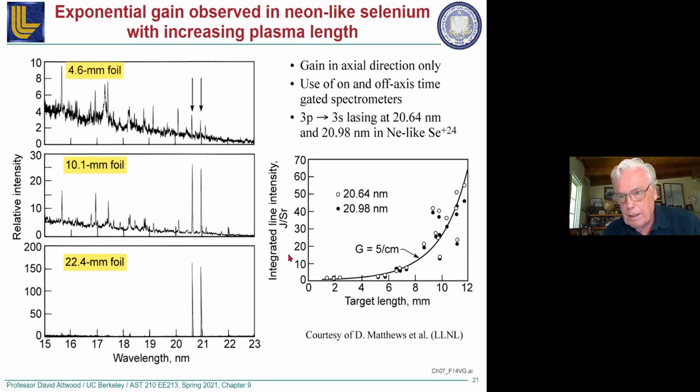Okay, so that's one of the measures of lasing, that you see an exponential increase in the line. In fact, that's what's shown here. As they increase the target length, the integrated line intensity is going up, and these are the emission lines that were observed for this neon-like selenium. So neon-like selenium, 3p to 3s, these are the wavelengths that you see, which they rounded off to 20 or 21 nanometers, I forget. And this was led by Dennis Matthews and a team at Lawrence Livermore, and he's since gone to Davis.